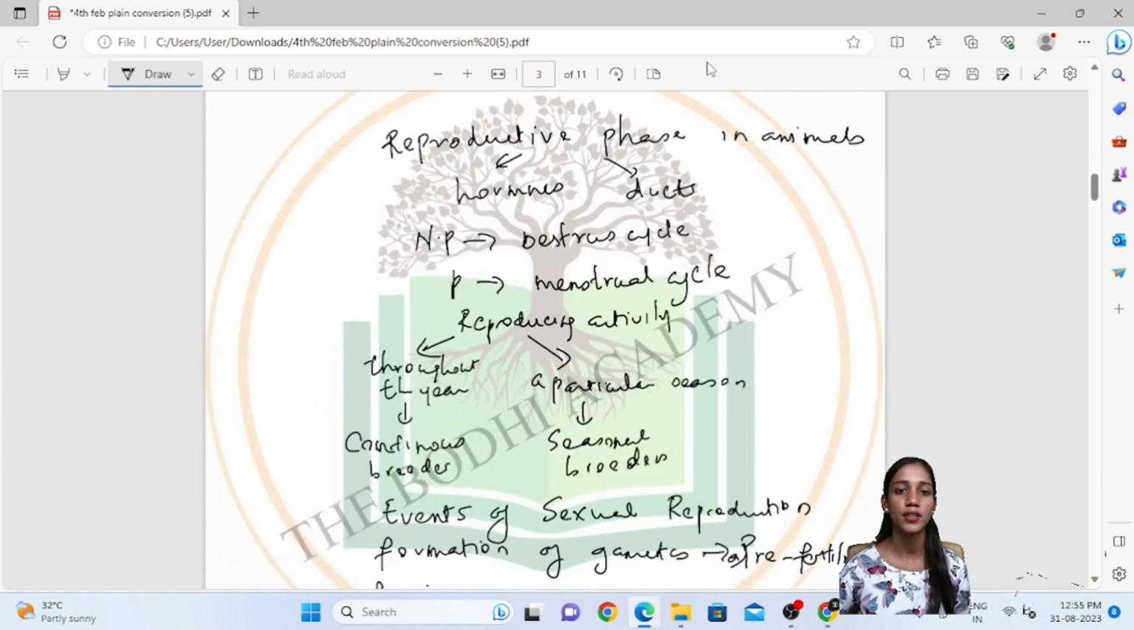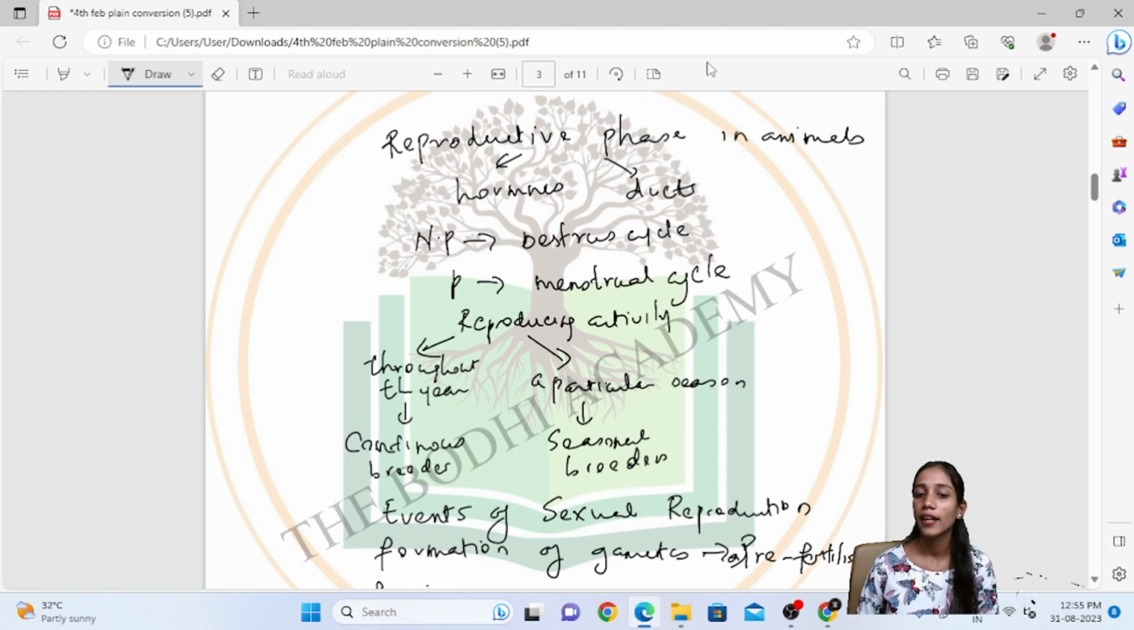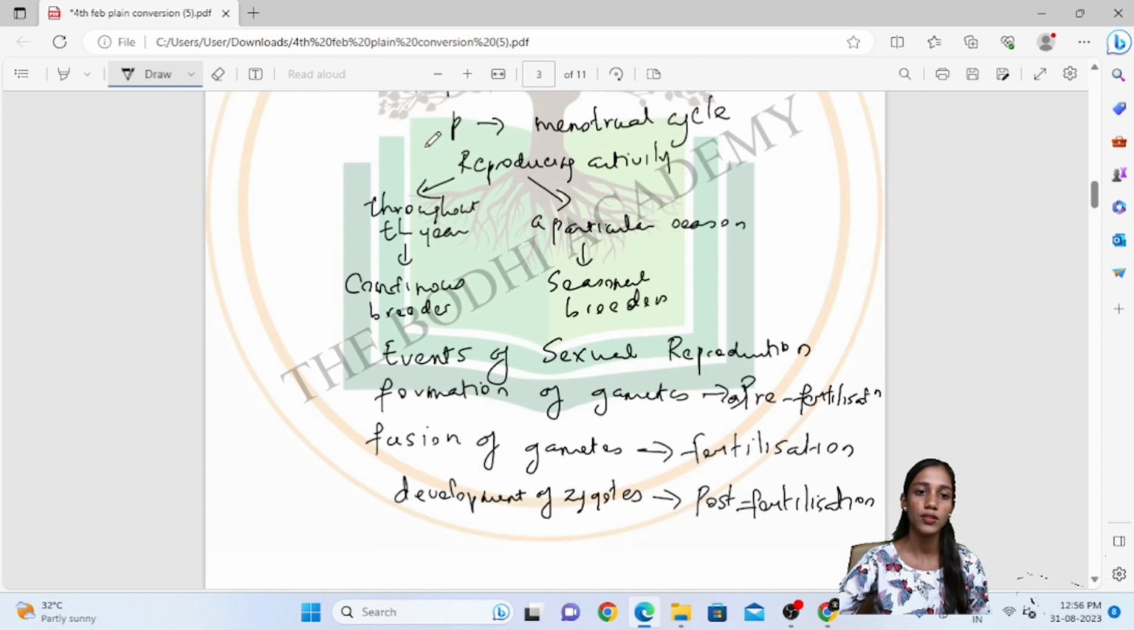Further, the reproductive phase in animals includes the development of the hormones and the accessory ducts. In placental mammals, the changes occurring during reproductive phases are called the estrous cycle in non-primate animals, and in primate animals it is called the menstrual cycle. They are reproductively active during their cycles. Depending upon when the reproductive activity actually happens, they are continuous breeders and seasonal breeders. In continuous breeders, the organism is reproductively active and can breed throughout the year, whereas seasonal breeders can breed only in that particular season.